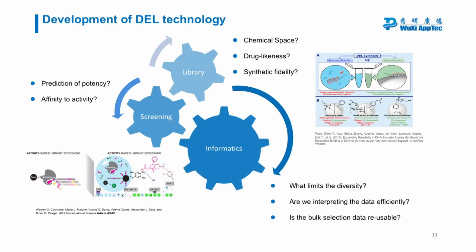So now I will switch here to some of our visions of where this technology will go. Obviously, there is a lot of demand on the library construction side, and people always wonder: how do I cover more chemical space? How do I make my hits more drug-like? What is the synthetic fidelity, given this is a combinatorial technology? And how do we predict the potency coming out of the selection? And how do we go from affinity screening to translate the result into activity?